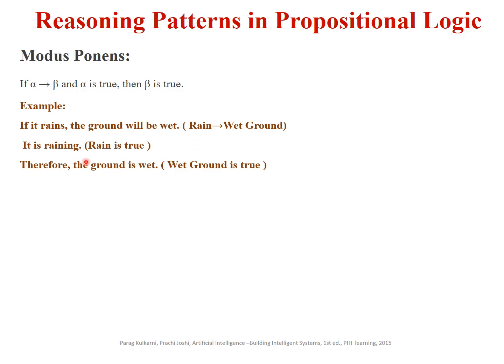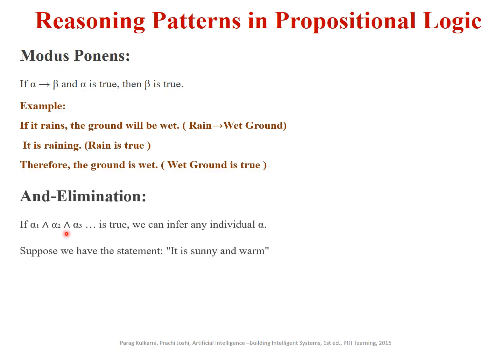It is raining. Rain is true. This alpha is true. So alpha implies beta and we say alpha is true, which means then beta is also true. So the ground is wet is true. So this is the modus ponens rule.